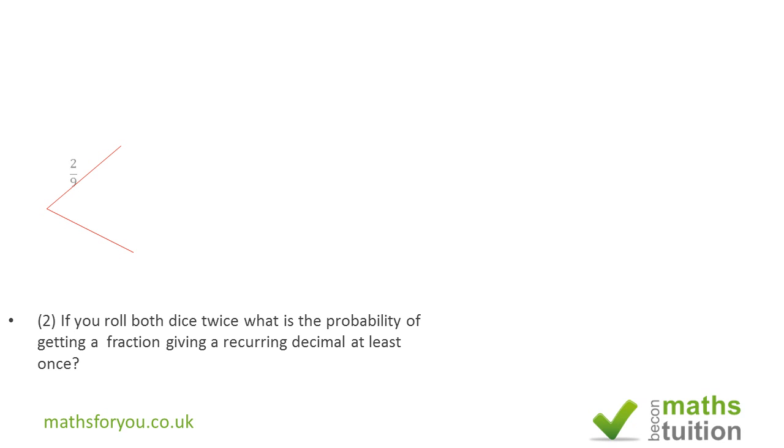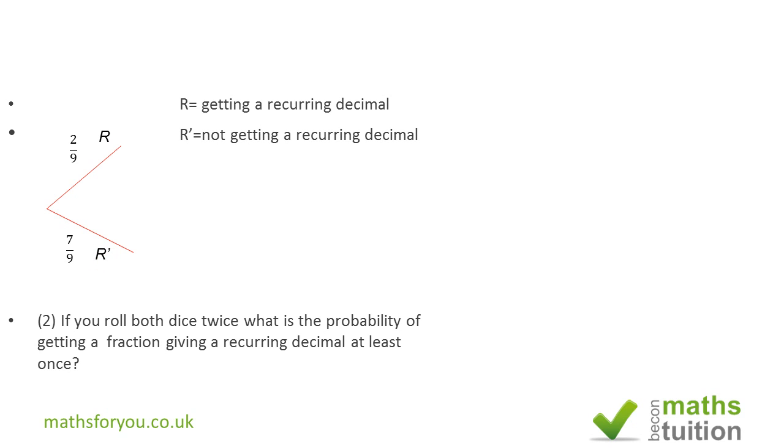So I've got here the probability of getting a recurring decimal on this branch here, and this is the value we had from the last slide. That's 2 over 9, so the probability of not getting a recurring decimal, or a terminating decimal, would be 7 over 9. I could have put t there for terminating decimal, but it doesn't matter. So r prime is the probability of not getting a recurring decimal. That's for the first event.